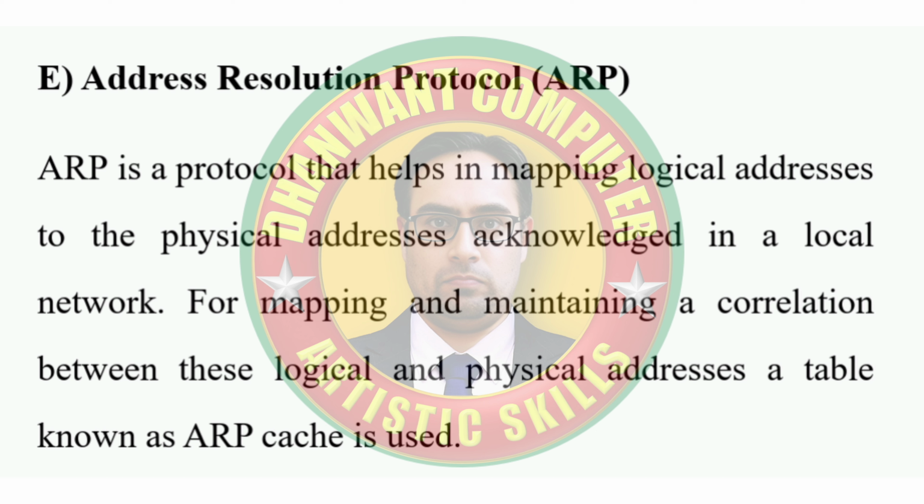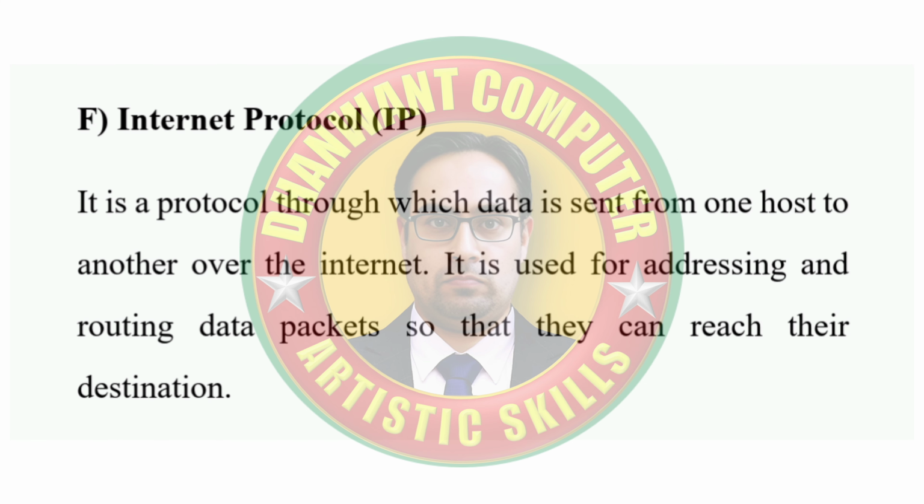E. Address Resolution Protocol, ARP. ARP is a protocol that helps in mapping logical addresses to the physical addresses acknowledged in a local network. For mapping and maintaining a correlation between these logical and physical addresses, a table known as ARP cache is used. F. Internet Protocol, IP. It is a protocol through which data is sent from one host to another over the Internet. It is used for addressing and routing data packets so that they can reach their destination.